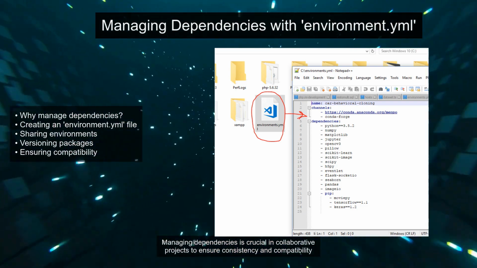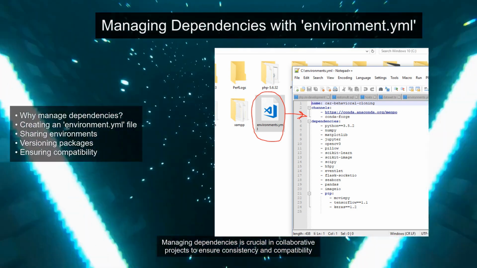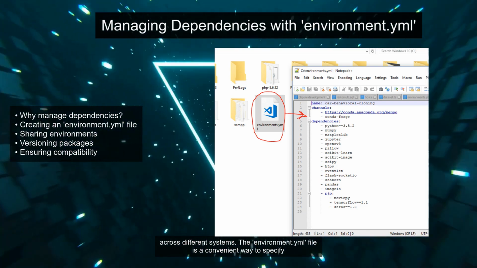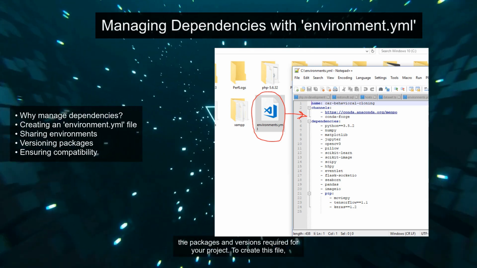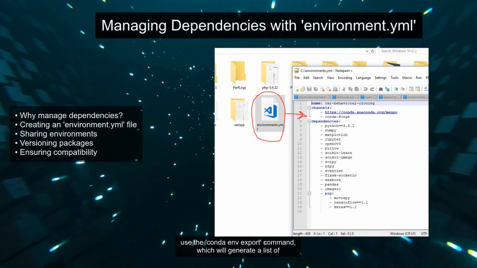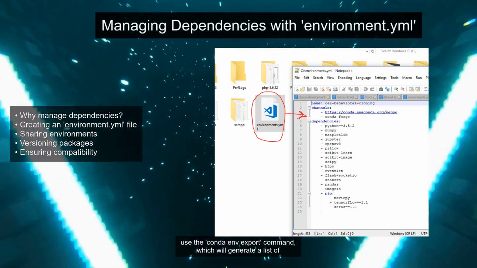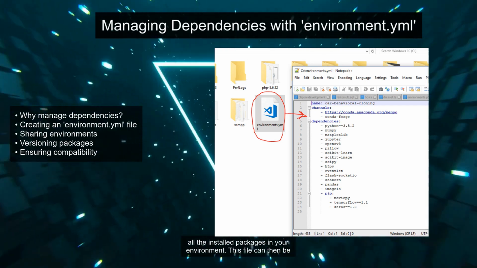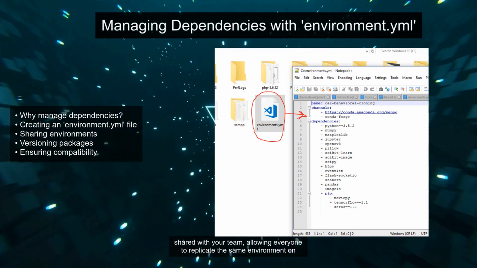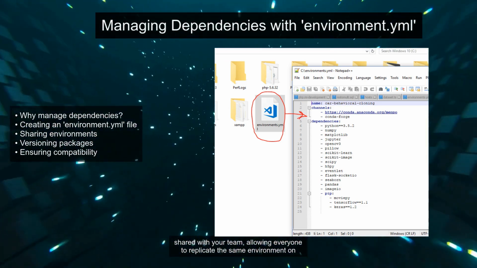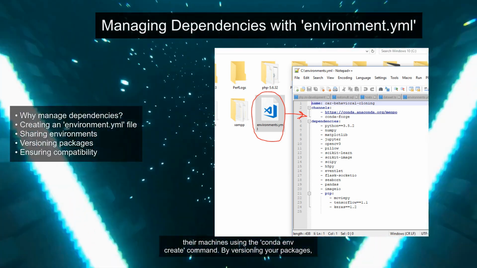Managing dependencies is crucial in collaborative projects to ensure consistency and compatibility across different systems. The environment.yml file is a convenient way to specify the packages and versions required for your project. To create this file, use the conda-env export command, which will generate a list of all the installed packages in your environment. This file can then be shared with your team, allowing everyone to replicate the same environment on their machines using the conda-env create command.